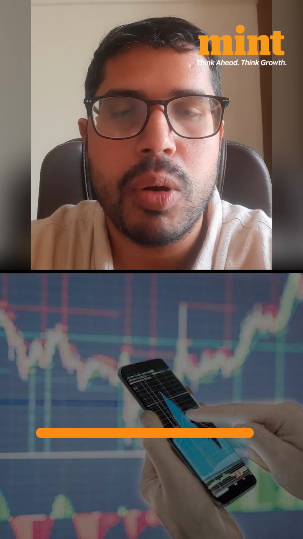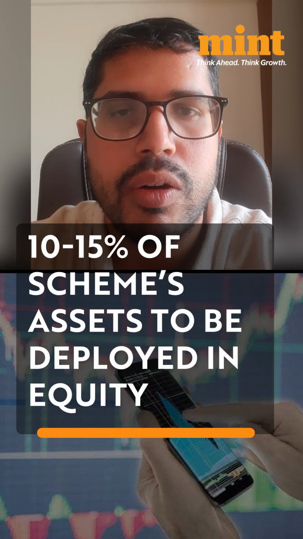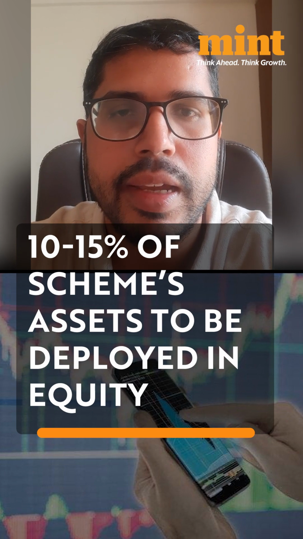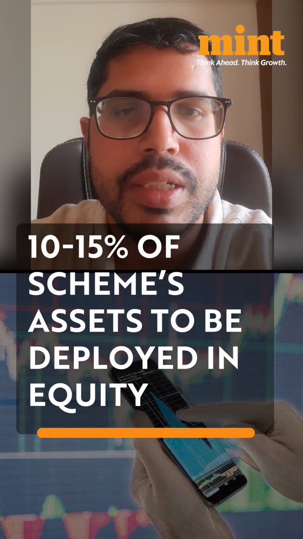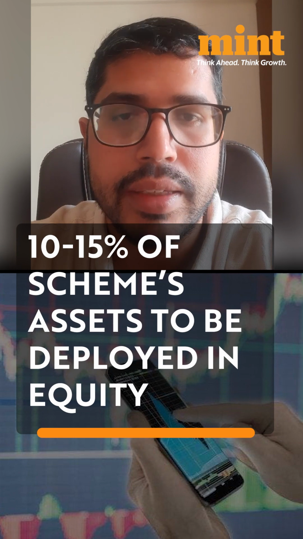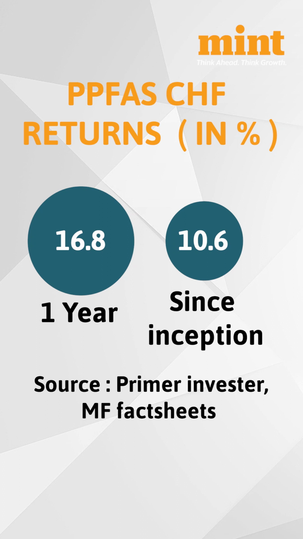Apart from this, there is also the unique structure that Parag Parikh is bringing to the fund. So the fund house will deploy about 10-15% of the scheme's assets in equity, that too in PSU stocks which have high dividend yields, as it has done in the conservative hybrid fund. Just to give you an indicator, the returns of the conservative hybrid fund, whose portfolio is supposed to be quite similar to this new fund, are as much as 10.5% since inception and 16% over the past 1 year.